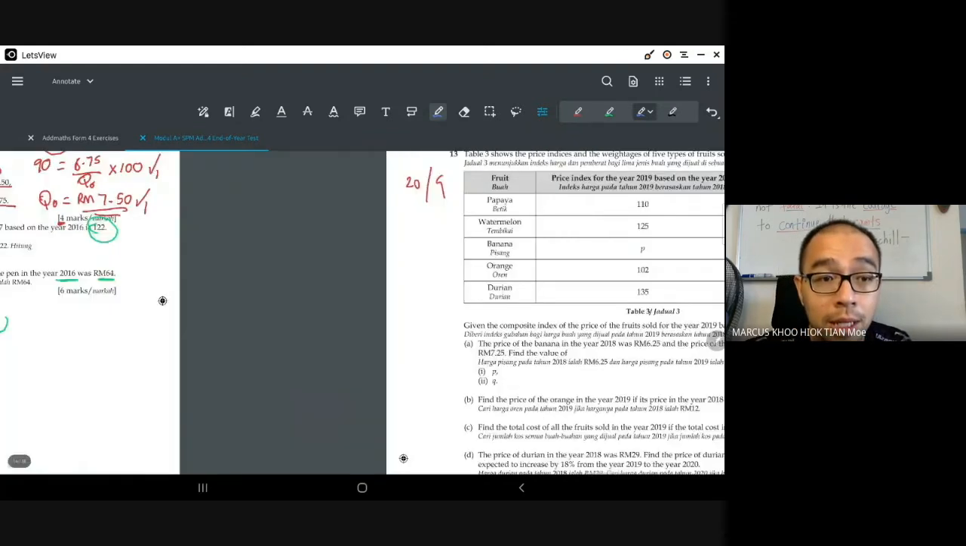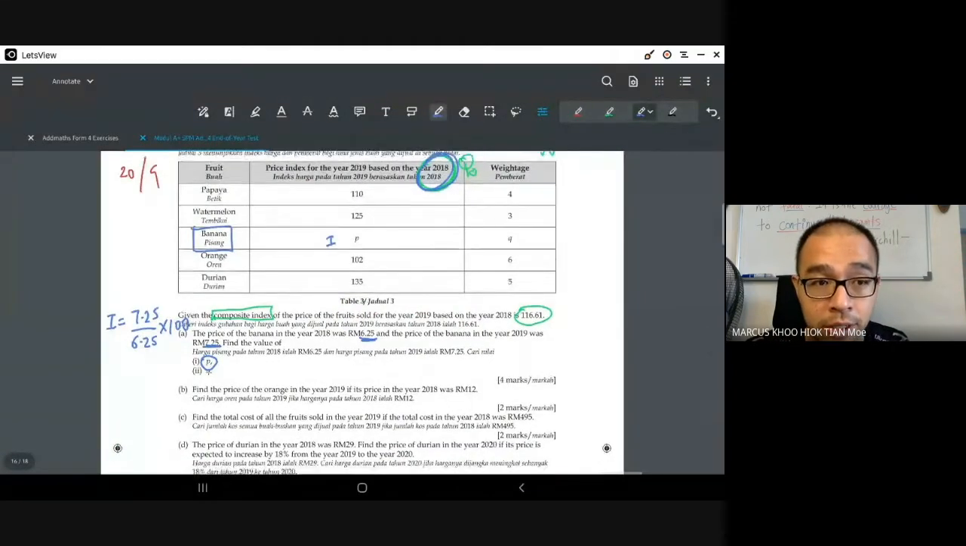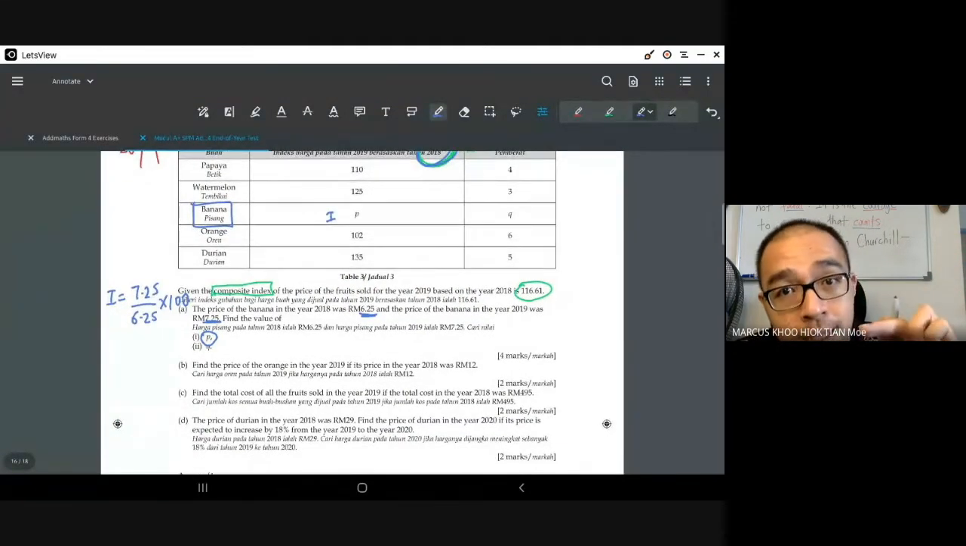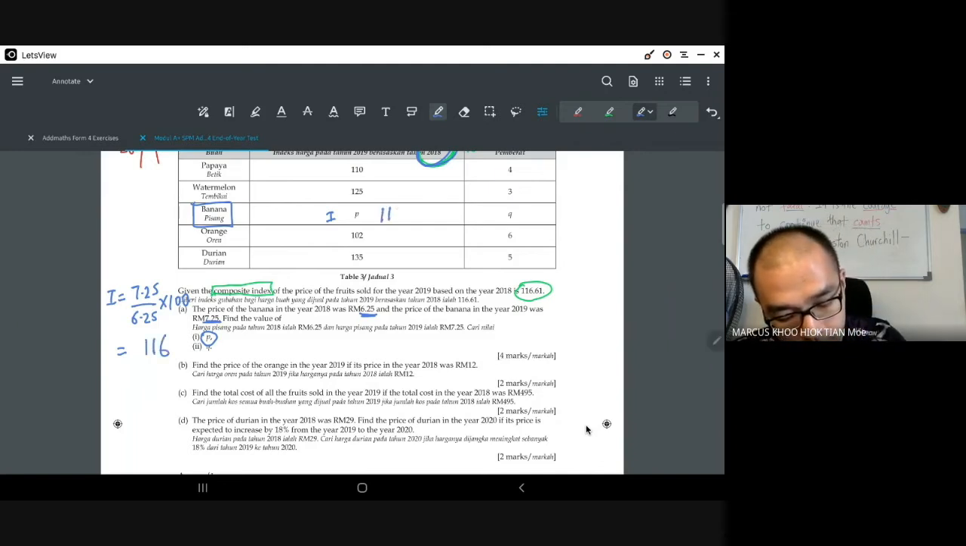The formula doesn't change. It's always one price over the other price times 100. Make sure that the bottom price is the base year price. After Priya, can I have Wei Chen please calculate the price index for me? All right, very good. 116.